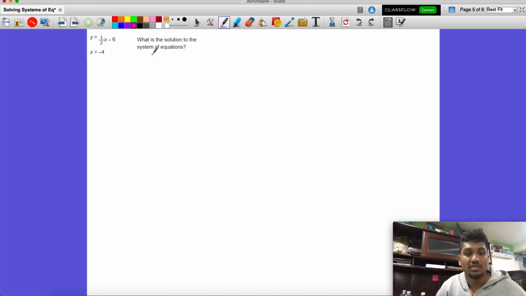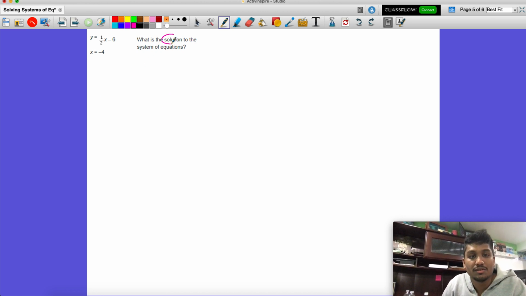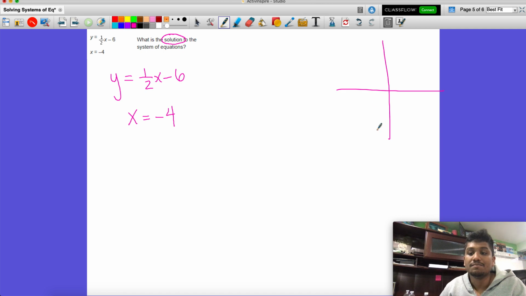What is the solution? They gave us something. A solution means they're going to intersect. That's what a solution means. So we have y is equal to 1/2 x minus 6, and they're telling you that x is equal to negative 4. You can just imagine a graph that looks something like this. This is y equals 1/2 x minus 6, and then negative 4, 1, 2, 3, 4, and it looks something like that. It's not a line, but you get the idea. They're going to intersect somewhere.